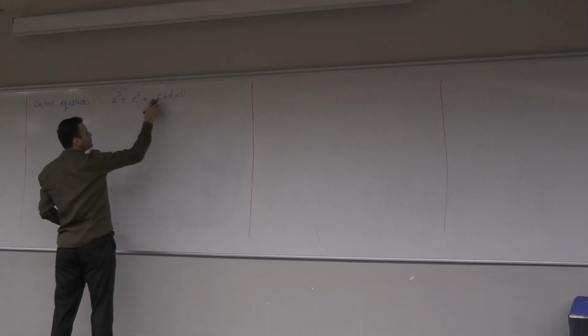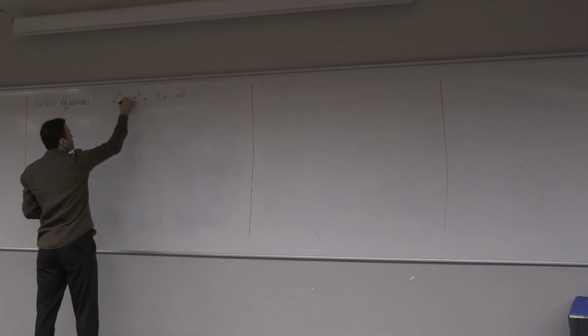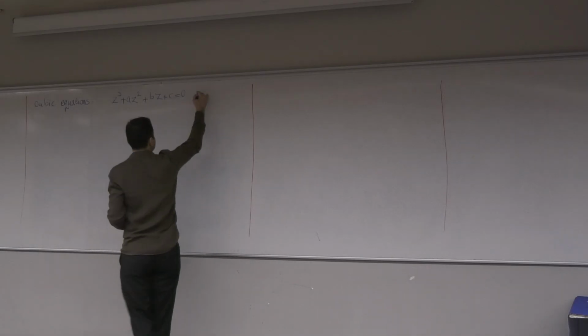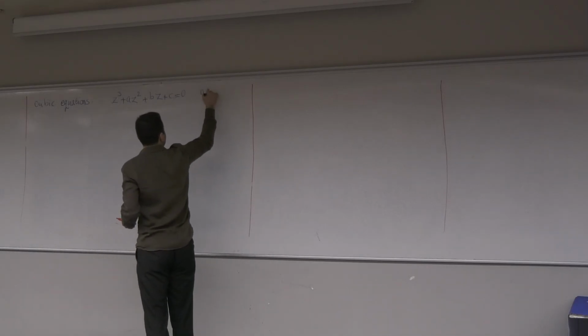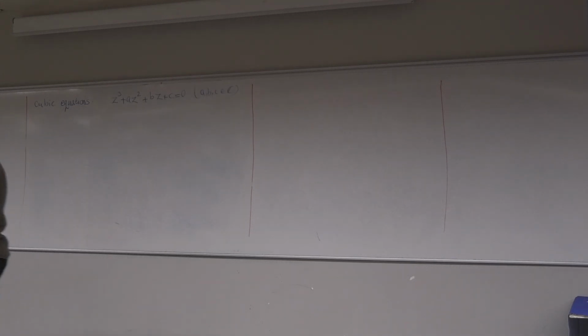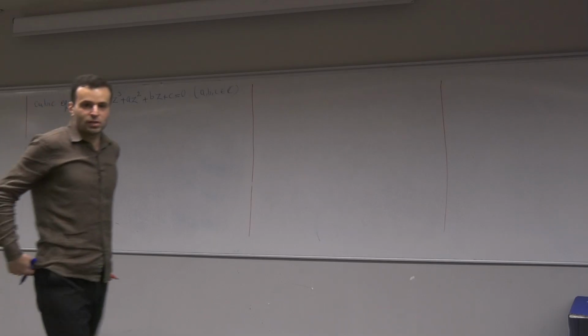Go back to this. A, B, C. A, B, and C are complex numbers. Okay. If we have a cubic equation, how can we solve it?